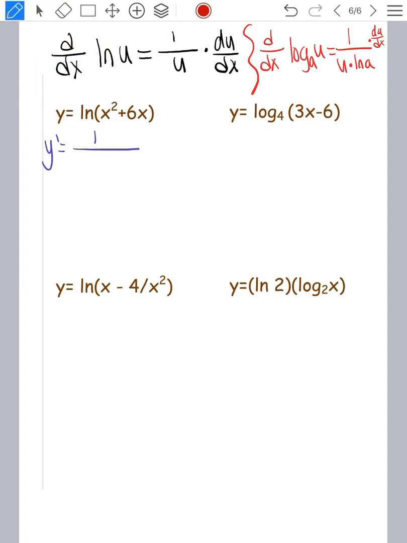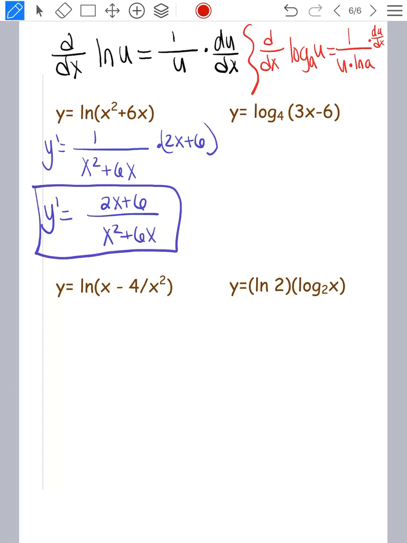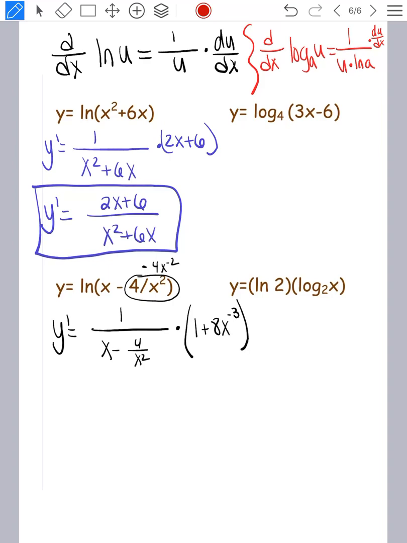So y prime is going to be 1 over the argument times the derivative of the argument. We can write it a little better like we did with our inverse trig and just say 2x plus 6 over x squared plus 6x. Next one, y prime, 1 over the argument, x minus 4 over x squared, times the derivative of the argument, 1, this remember is the same as 4x to the negative 2, so it'll be plus 8x to the negative 3. So 1 plus 8x to the negative 3 over x minus 4 over x squared.